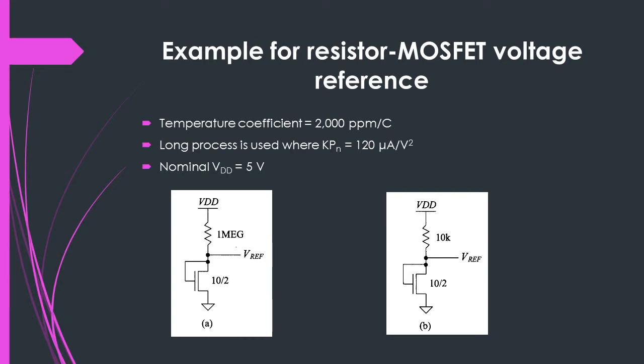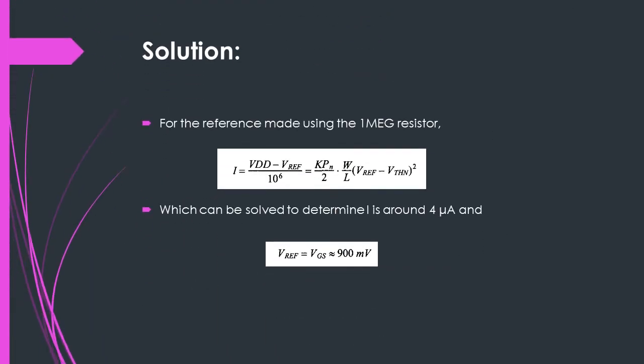In this example, we estimate the temperature performance of the resistor MOSFET voltage reference seen in the figure. We assume that the circuit has the following parameters. For the reference made using the 1 meg resistor, the current that flows in the circuit is shown in the first equation, which can be solved to determine that the current is around 4 microamperes and Vref is equal to 900 millivolts.